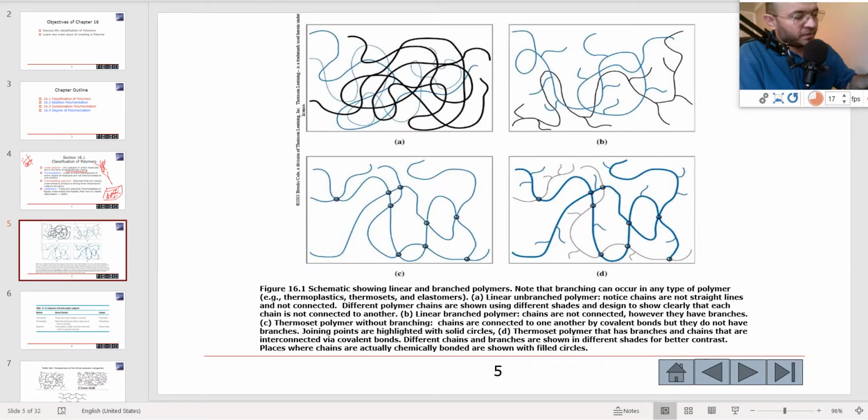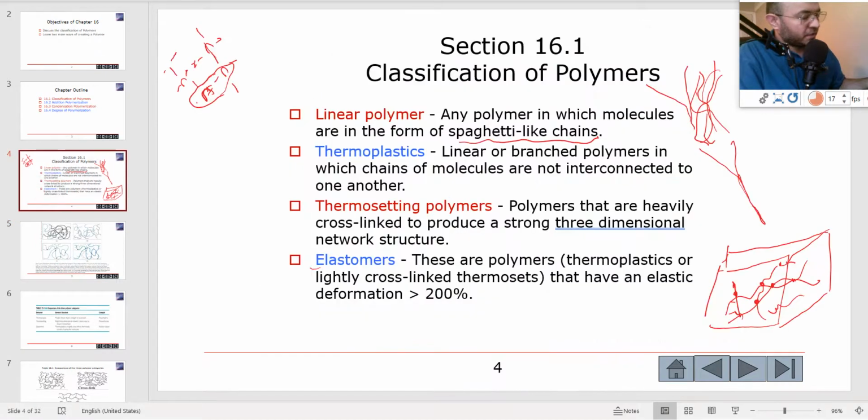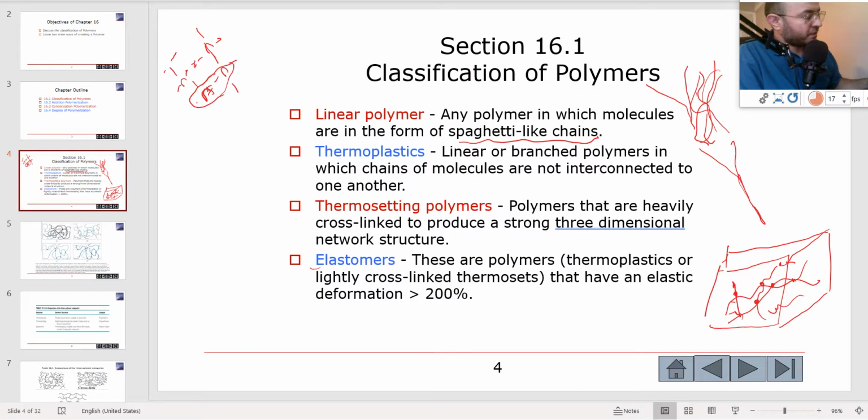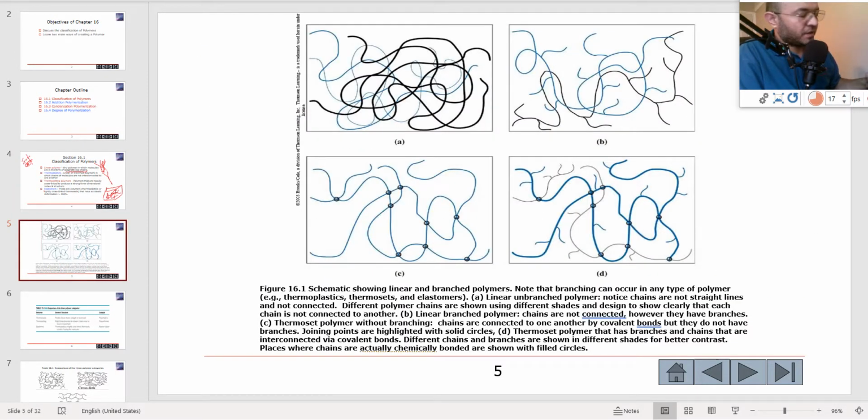The first one is a linear type of structure. The second one is slightly branched. So linear, slightly branched, we call it thermoplastic. This is thermoplastic. This is more interconnected. That would be the type of thermosettings. And then the last one is elastomers.